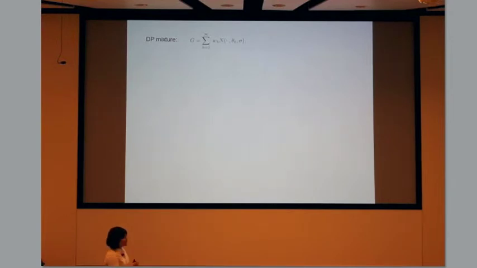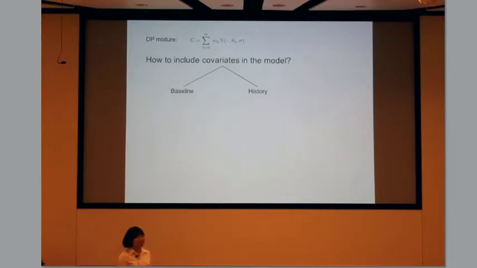So now we have a very nice non-parametric model, and the question is how to incorporate the covariates. For each patient, we have two possible kinds of covariates. The first is baseline covariates, for example, the patient's age, weight, or blood pressure. And the second kind of covariate is history.